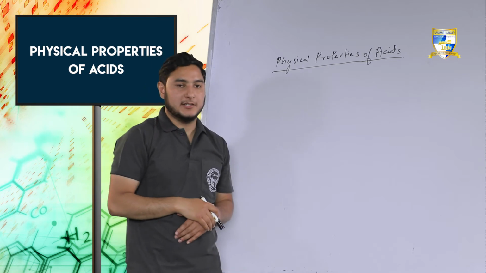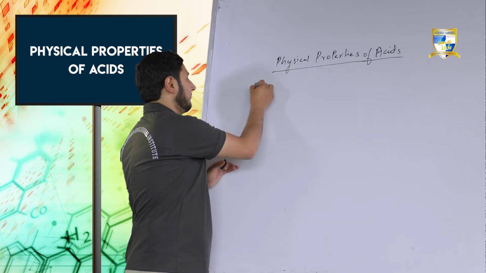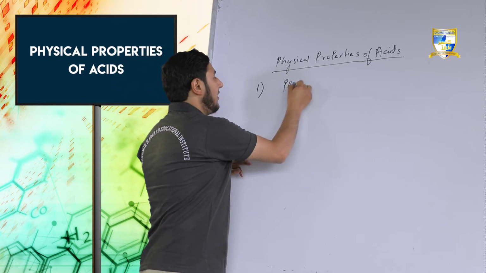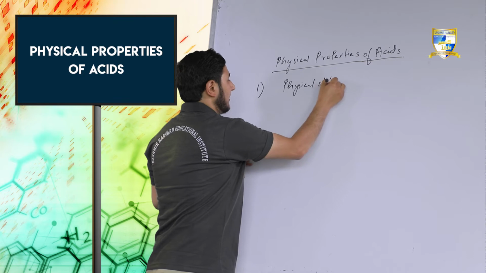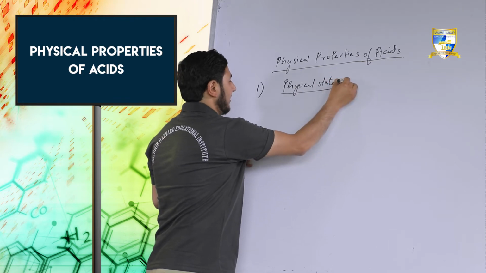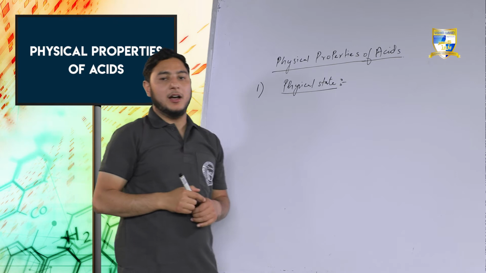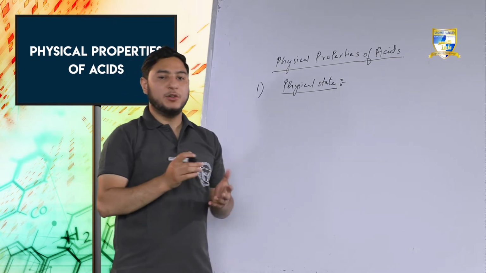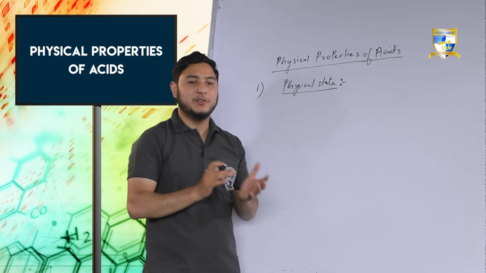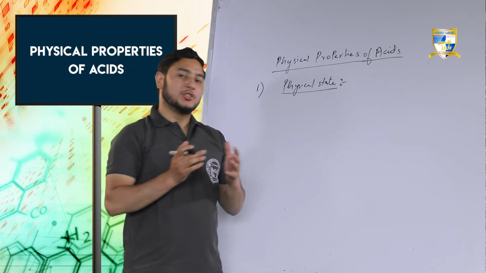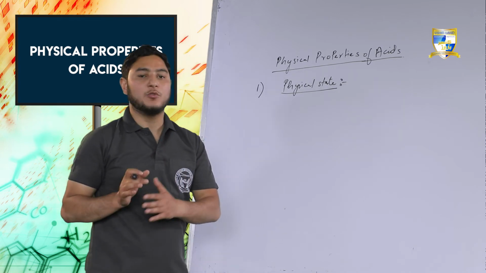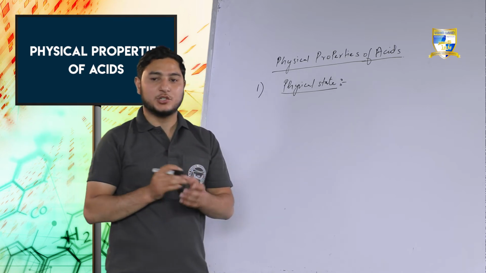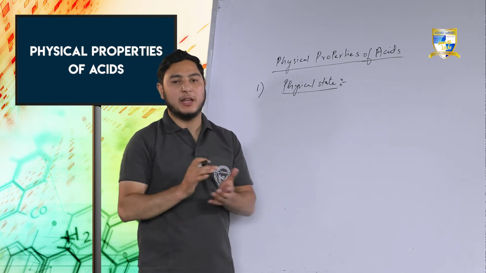Physical properties of acids. The first is their physical state. What is the physical state of an acid? How do they exist? Are they solids, liquids, or gases? What we usually say is acids usually exist as solids and liquids at room temperature.